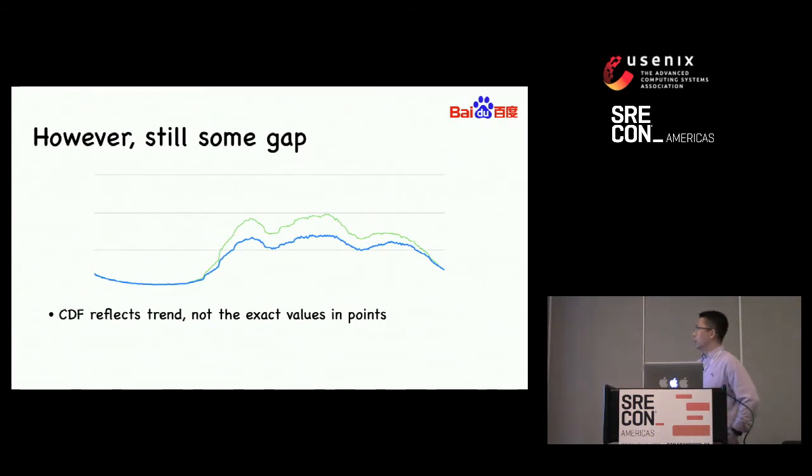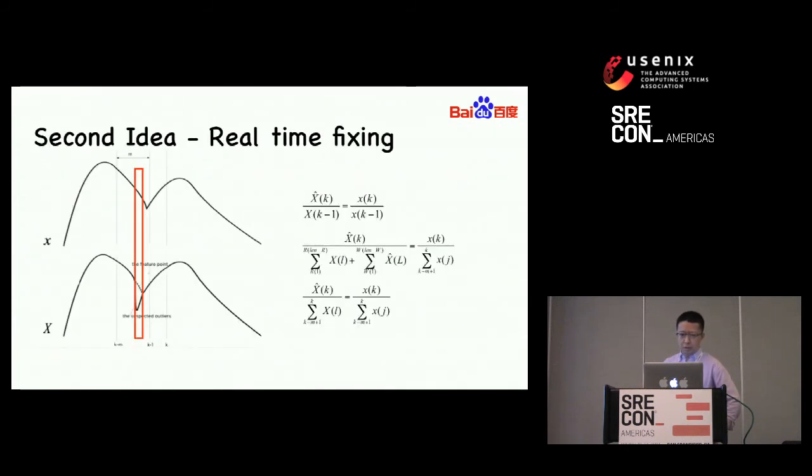So what's the reason? After some analysis, the problem occurs just because of the clustering method we used. We use the CDF. The CDF actually just reflects the shape of the curve, but not the exact values at the points. So the second idea to deal with this is to do real-time fixing. So what is real-time fixing? The idea looks like this.